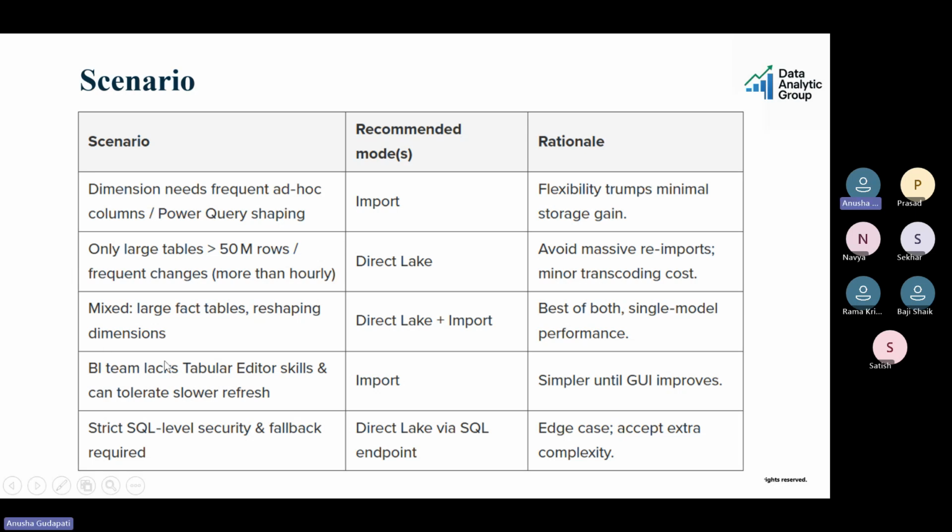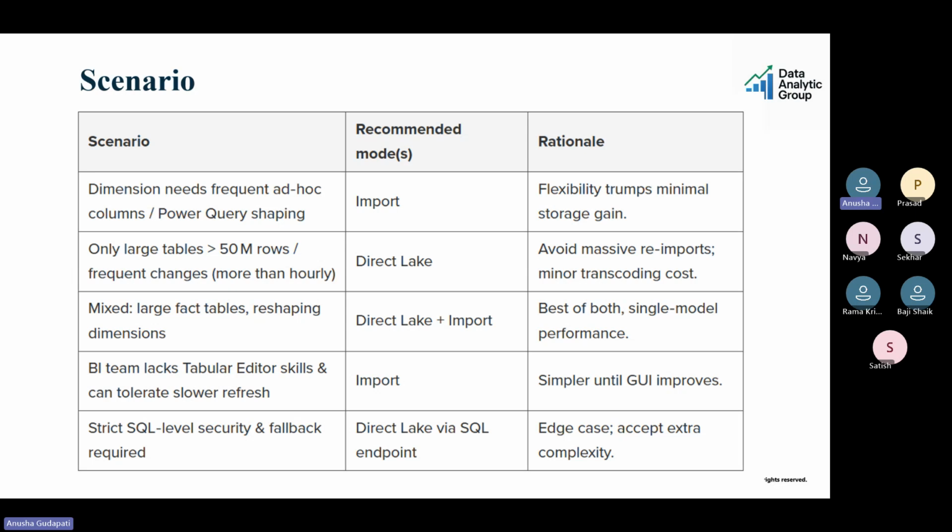Now, there could be a fourth option where the BI team is lacking the editing skills and they cannot have a slower refresh in place. Then you can go for an import mode. Suppose someone wants strict SQL level security and a fallback is required, then we will go for a direct link via the SQL endpoint.